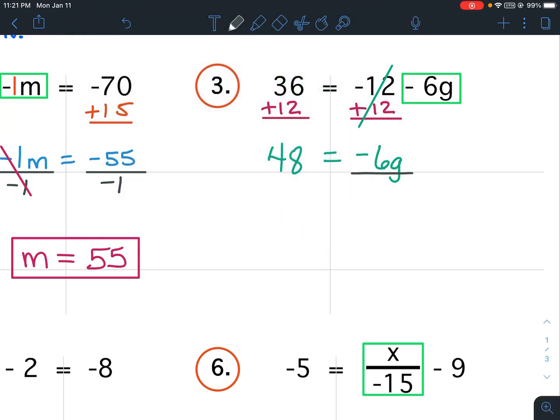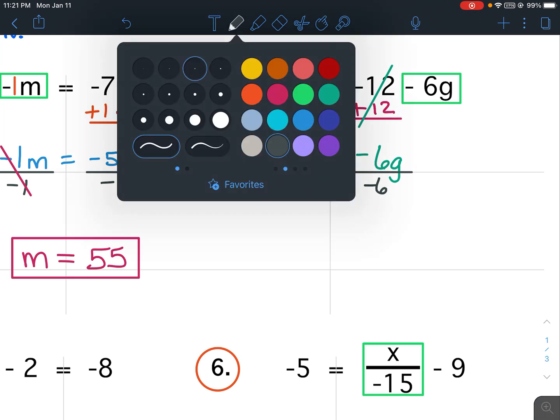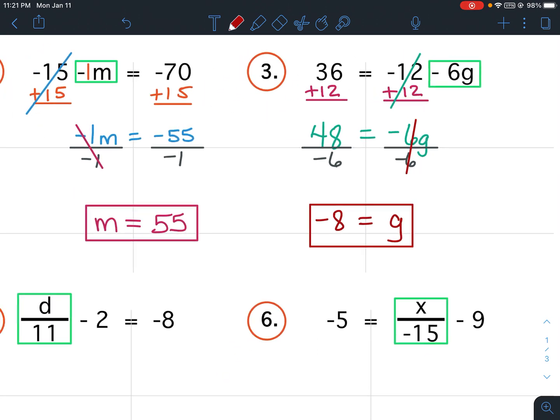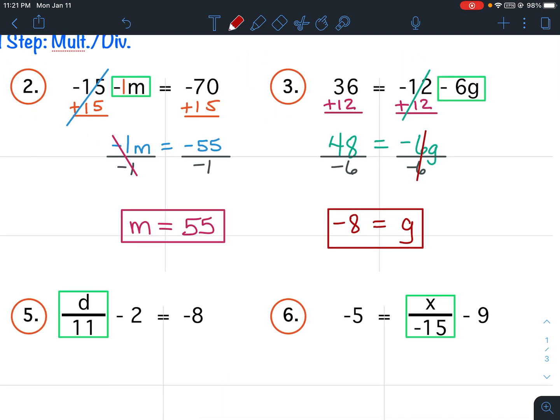All right, the number with the variable is -6, so I'm going to divide, and it's multiplication, so I'm going to divide both sides by -6. The 6's cancel. -48 divided by 6, again, put it in your calculator just how it looks, and you would get -8. So -8 equals g. Do not flip them around. Pause your video, make sure you have all of that written down.